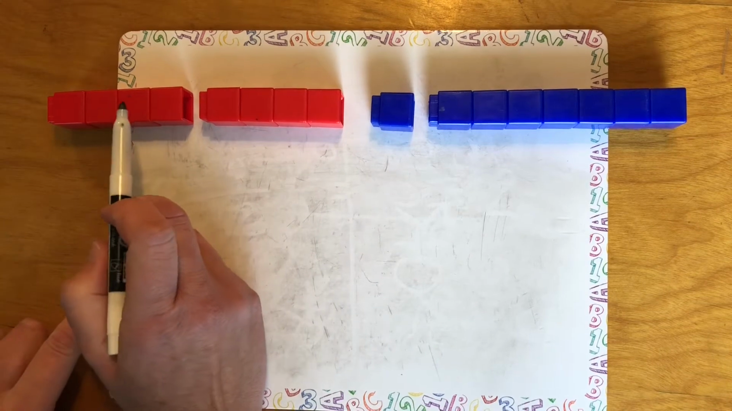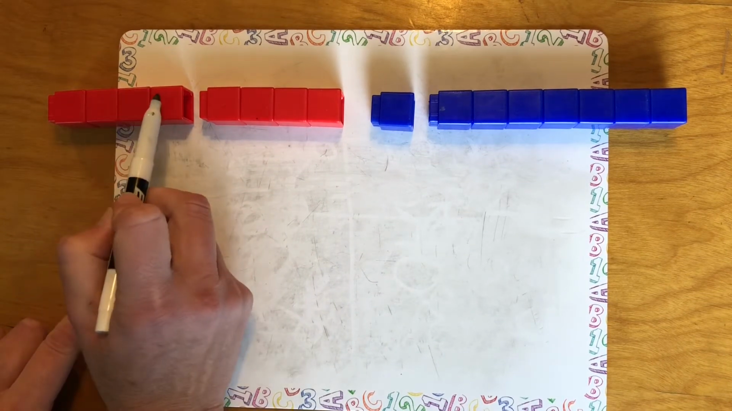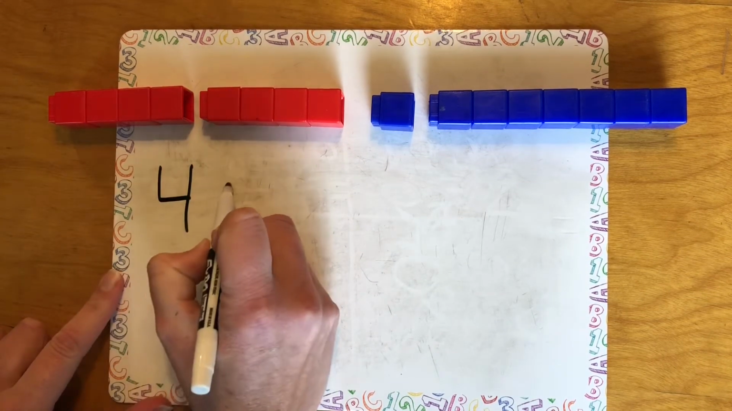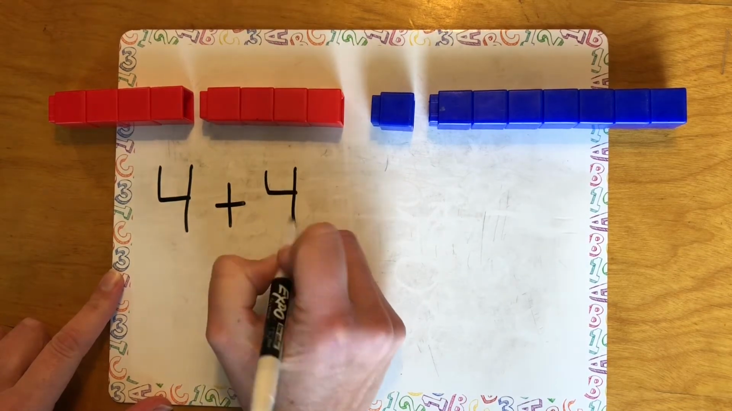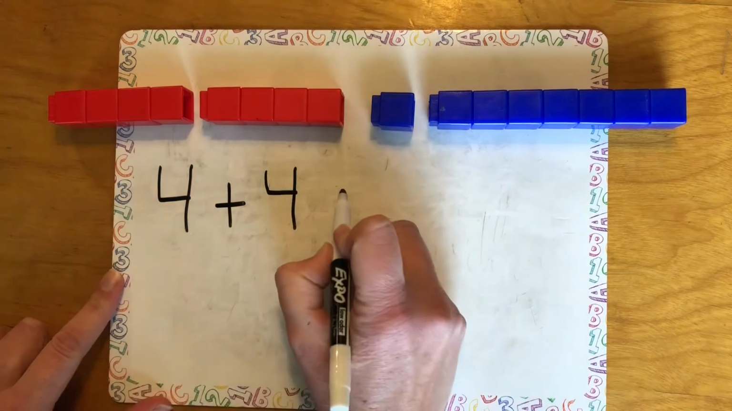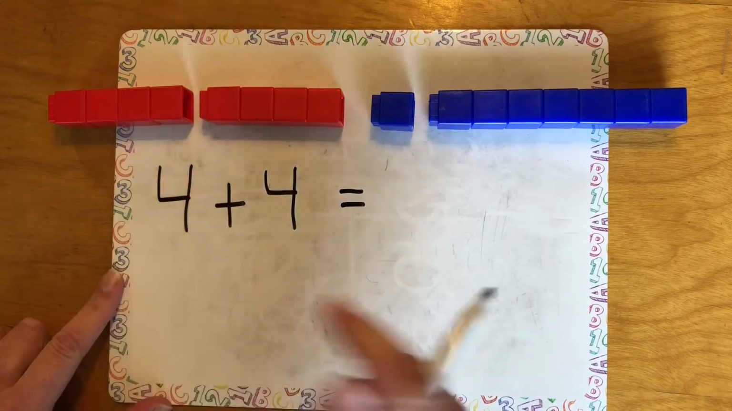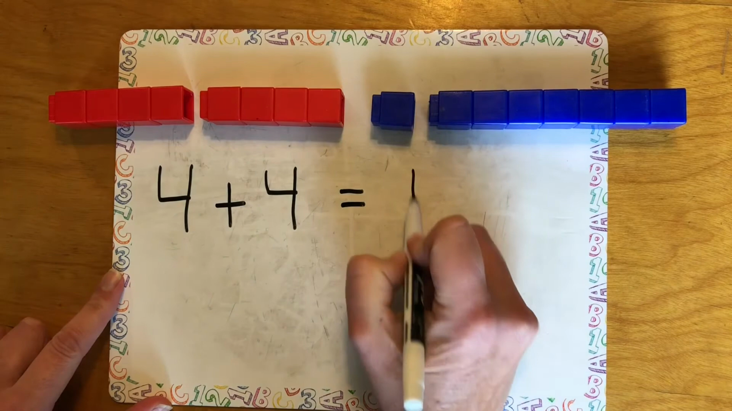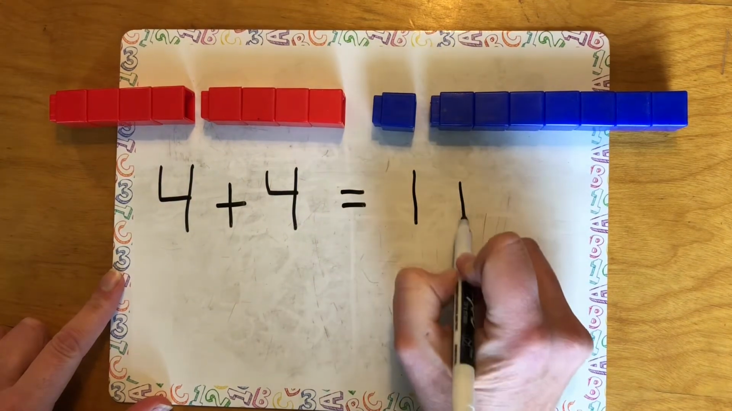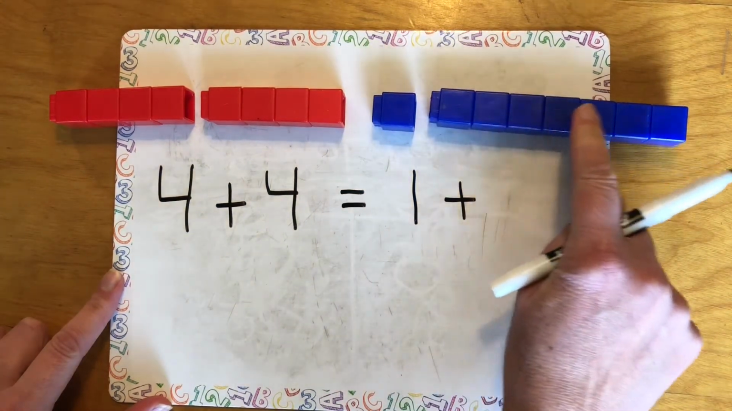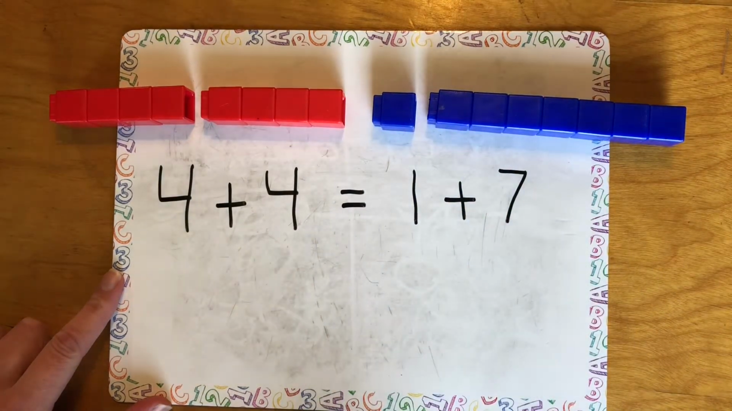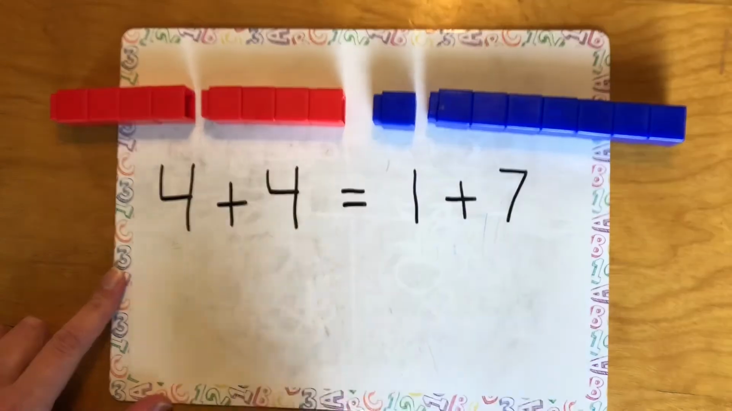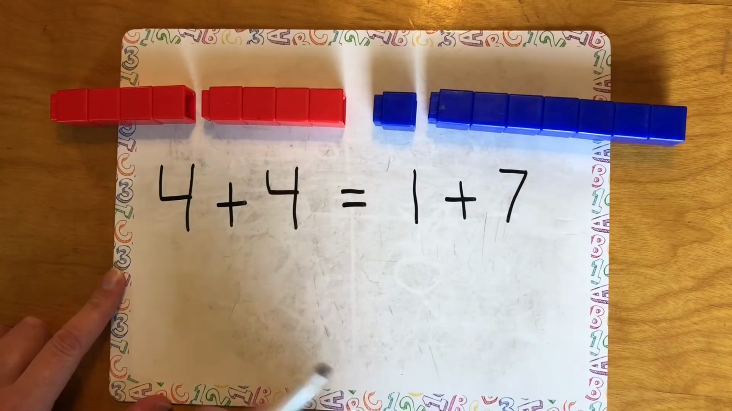So for my red one, I have 1, 2, 3, 4. And how many here? 1, 2, 3, 4. Ooh, that's a double. It's the same number. 4 and 4 makes 8. And I have 1 and 1, 2, 3, 4, 5, 6, 7. 1 and 7. 4 and 4 equals 1 plus 7. They both make 8.